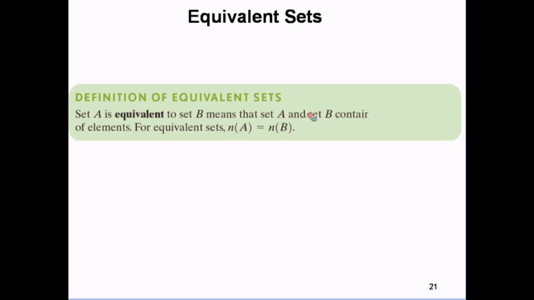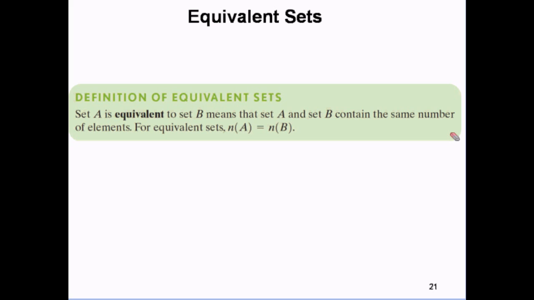And so when we talk about sets, sets are equivalent if they have the same cardinal number. So if their cardinal numbers are equal, they have the same number of items inside of them, then they're equivalent sets. Sort of like a quarter and 2 dimes and a nickel.